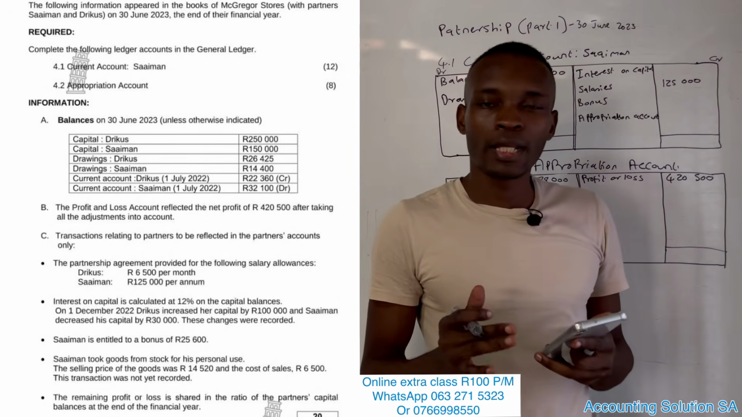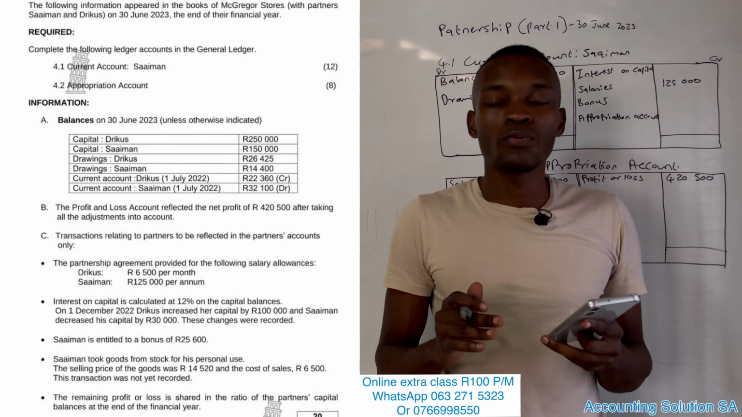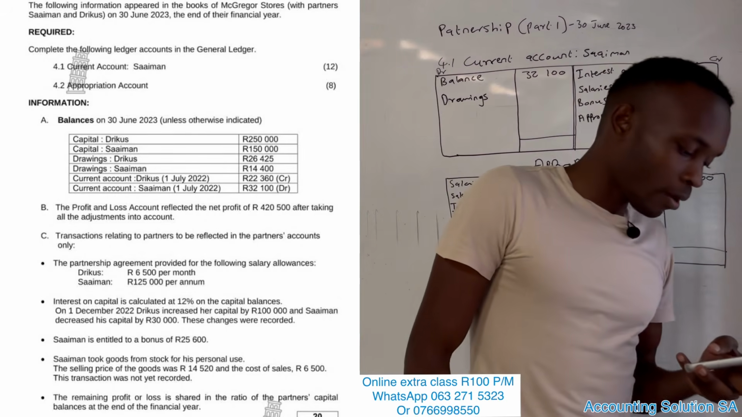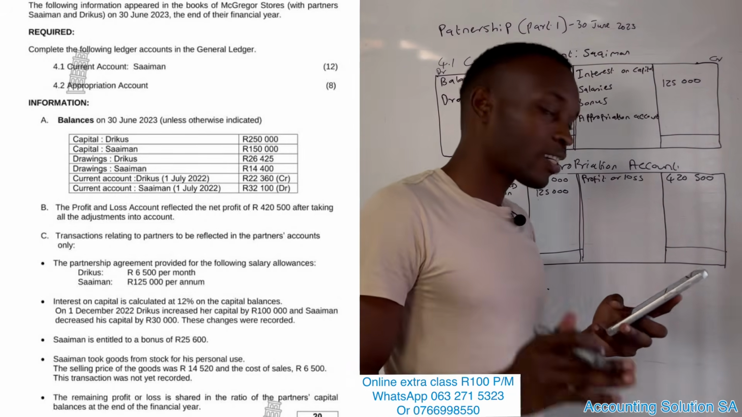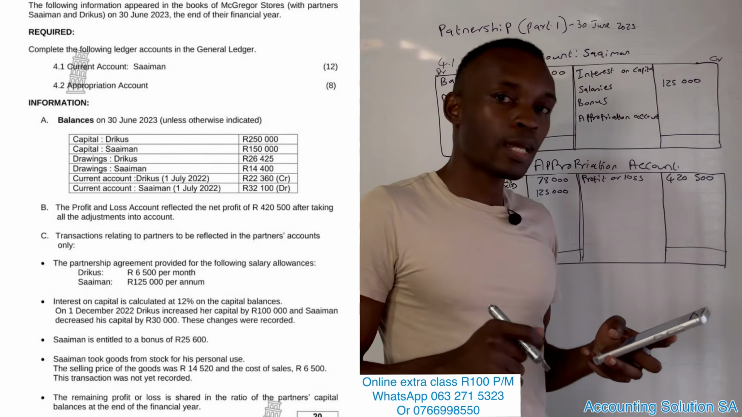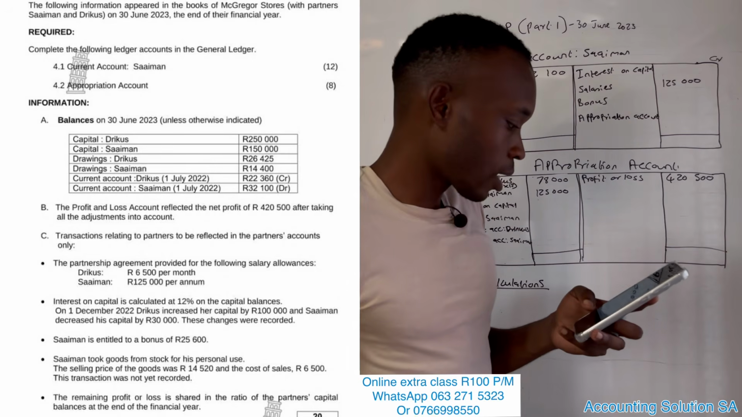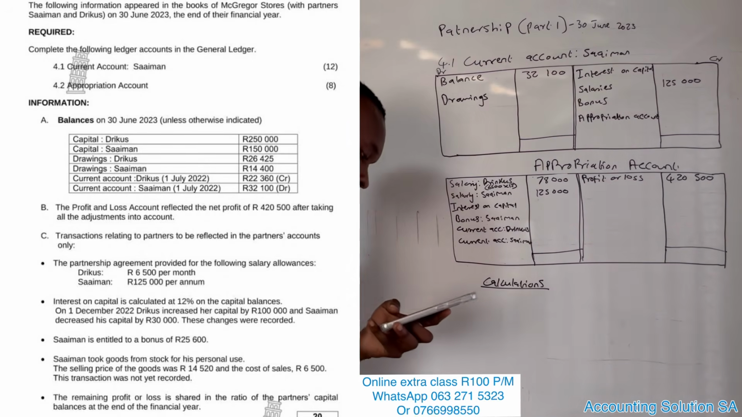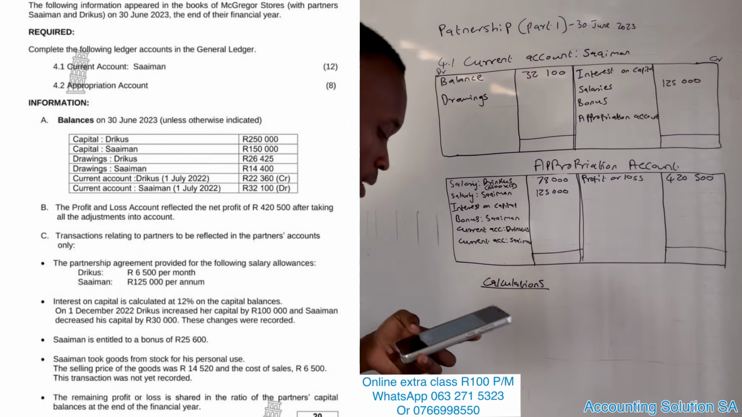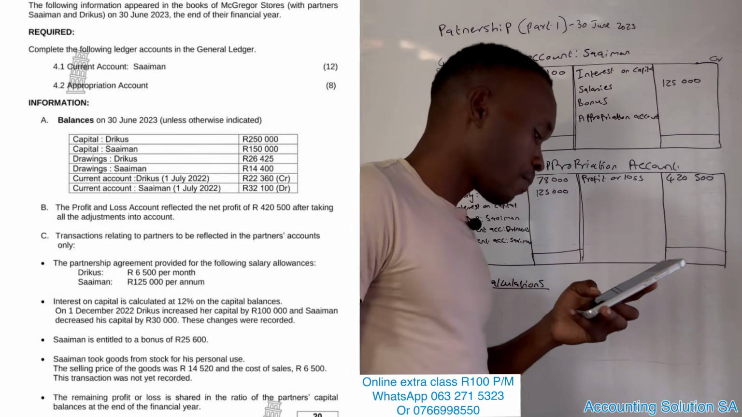So for interest on capital, guys, you must be careful when you count the months so that you get this one right. Remember, they said interest on capital is calculated at 12% per year on the capital balance. Do you see the capital balance under number A? 250 for Drinkers and 150 for Simon. And they said that on 1 December 2022, during the year, Drinkers increased her capital by 100,000 and Simon decreased his capital by 30,000. Let's start by dealing with Drinkers.